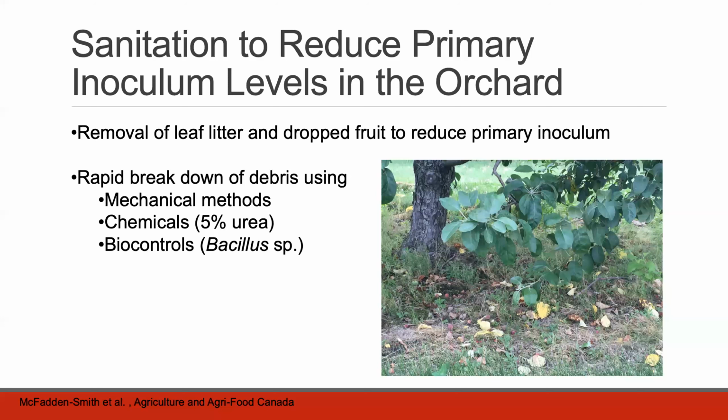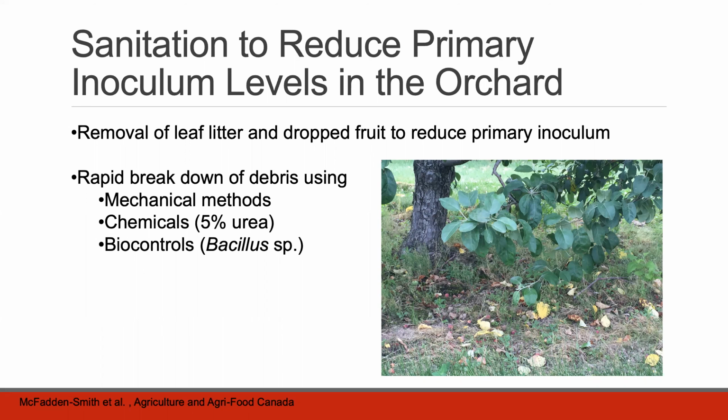So using best sanitation practices in the orchard is a critical part of an apple scab disease management program. Removal or breakdown of fallen leaves and dropped fruit in the fall is the single most effective way to reduce primary inoculum levels in the orchard the following spring. The fungus overwinters in dead leaves and decaying fruit on the orchard floor. So destruction of the leaf litter contributes to the reduction of primary inoculum. Leaf litter and dropped fruit can be broken down using mechanical, chemical, or biocontrol methods.